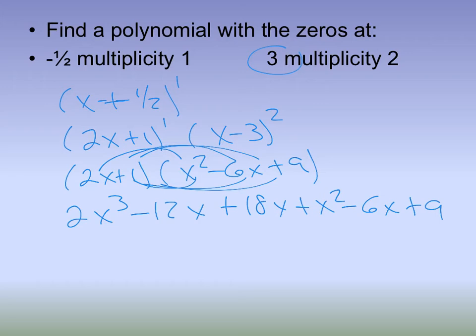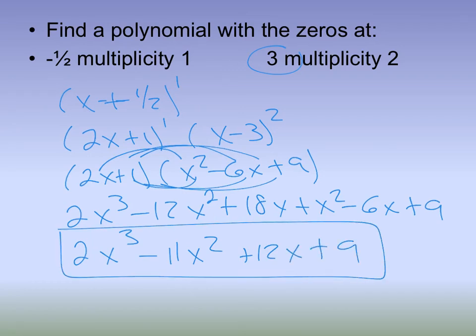I can now go ahead and combine all my terms, so I end up with 2x cubed minus 11x squared, plus 12x, and lastly, plus 9. So this is my original polynomial that has a 0 at negative 1/2 with multiplicity 1, and a 0 at 3 with multiplicity of 2.